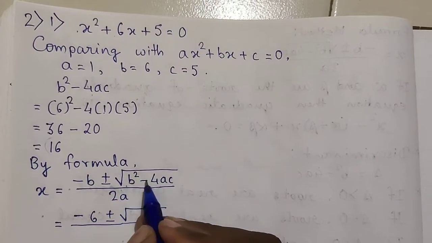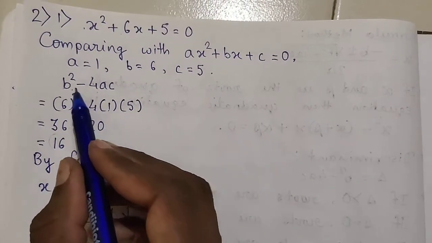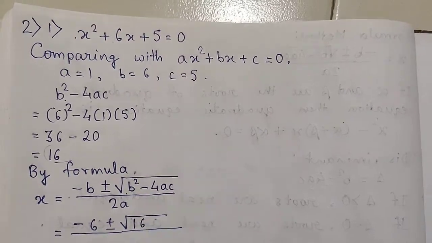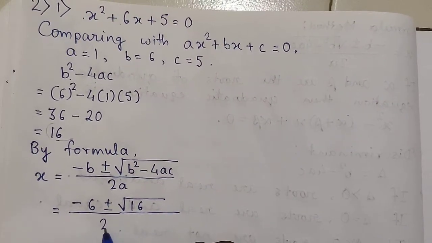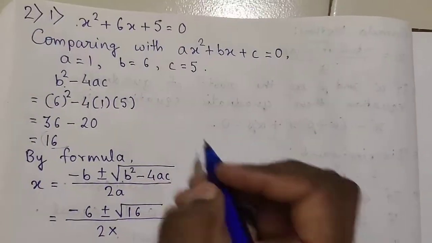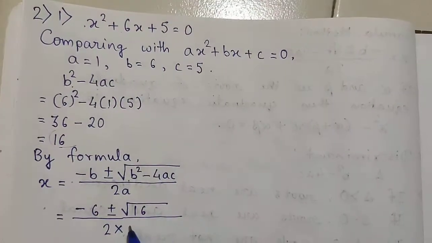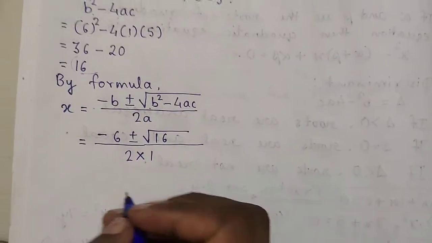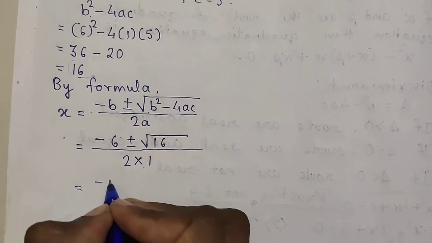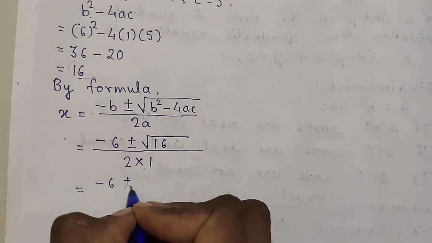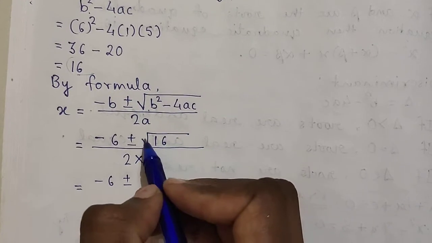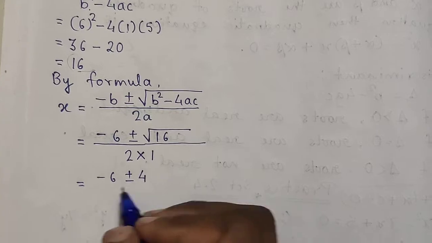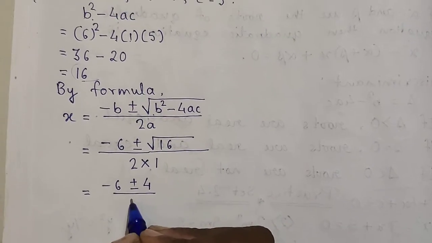Now what is b square minus 4ac? b square minus 4ac we got 16. So write here 16. Now 2 into, what is the a value? You can see here the a value is 1. So put here the a value 1. Okay. Now let us simplify this. This is minus 6 plus or minus. Now the square root of 16 is what? 4. Okay. Upon, what is 2 times 1?